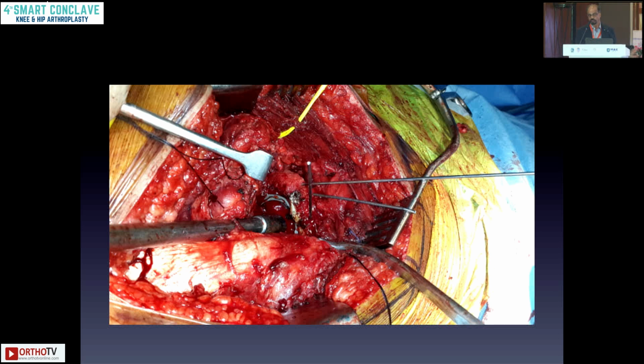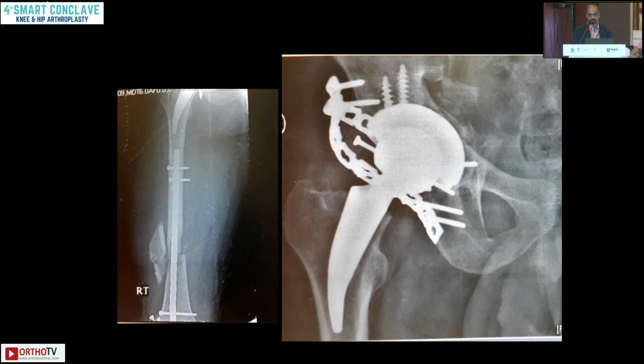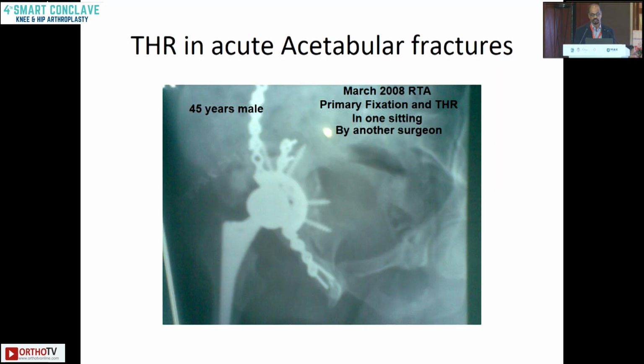Now, you don't become a hip surgeon just like that. We did a posterior wall and posterior column fixation, and then we put in a total hip replacement. Here I used a Methastem because the nail was already in and it was only 3 weeks, so I didn't remove it. I lost the patient to follow-up because he's from the hills and there's no way I can communicate with him.